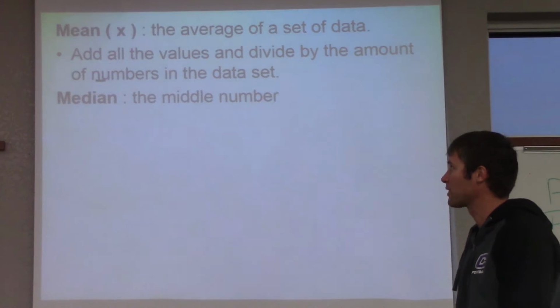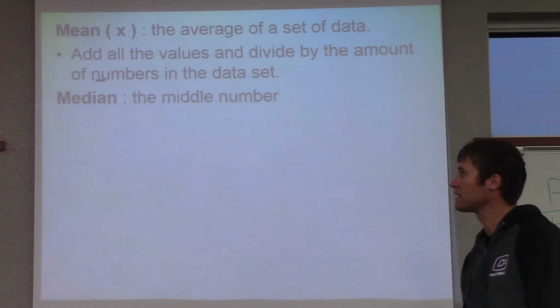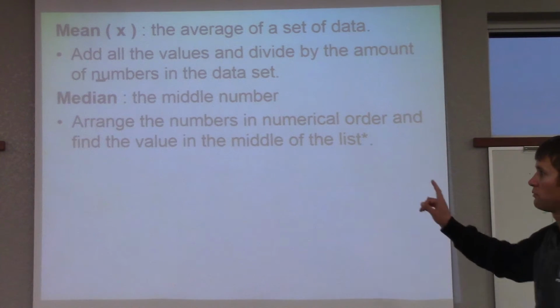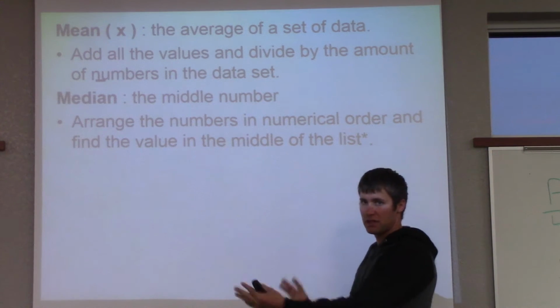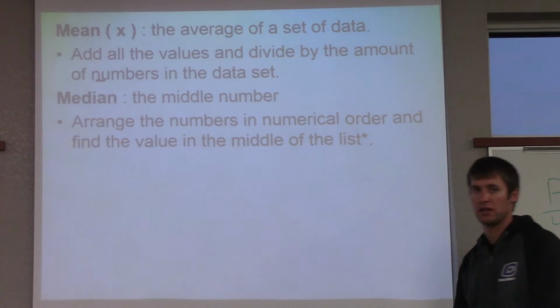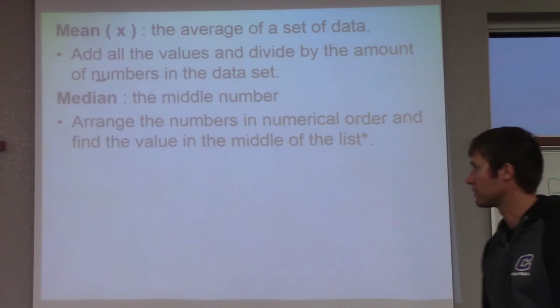The median is the middle number. The mode is the number that occurs most often. When we do median and mode, we need to put the data set from least to greatest. We need to put it in order to find the median and the mode.